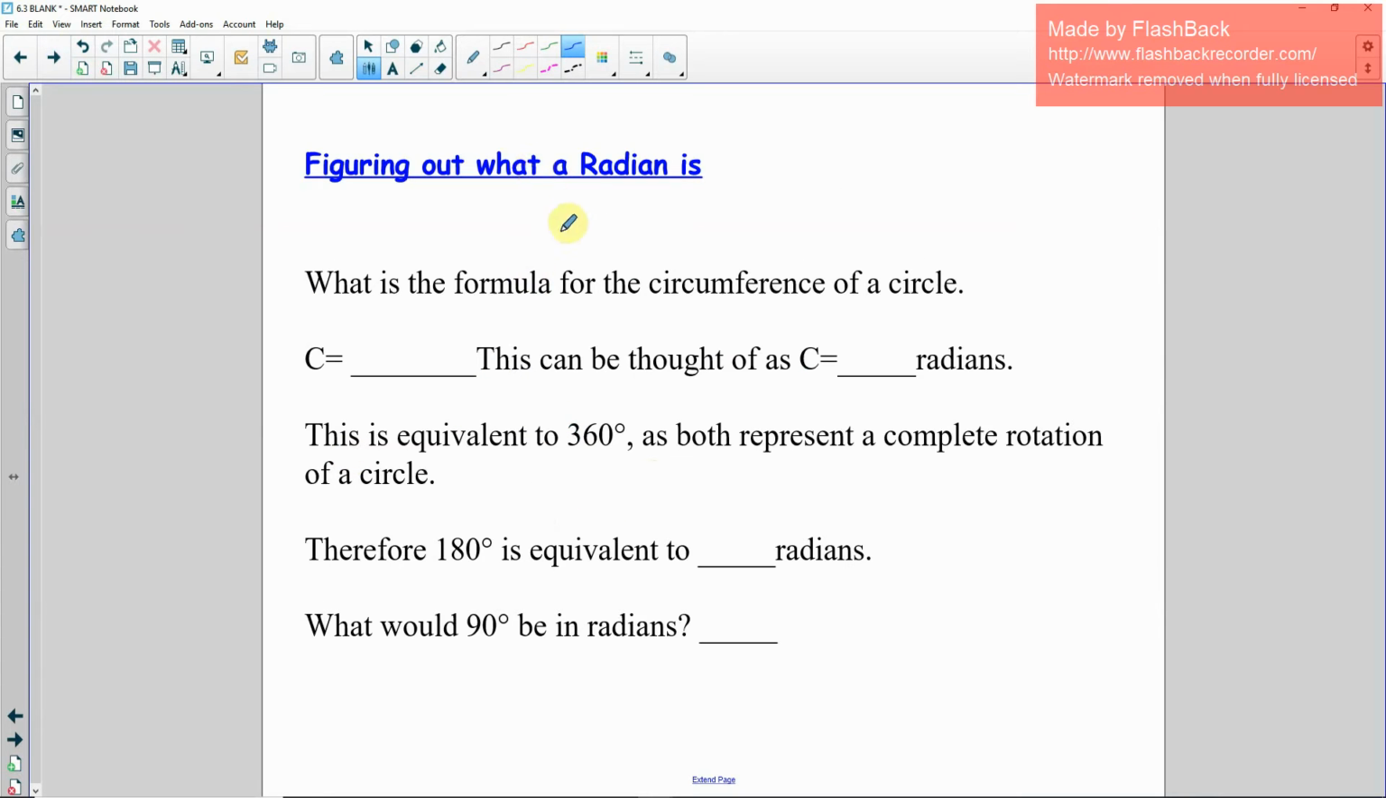So what exactly is a radian? Well, we can start with the circumference of a circle, and we know that formula is 2 pi r. On the unit circle, r is 1, so we can just think of it as 2 pi radians.